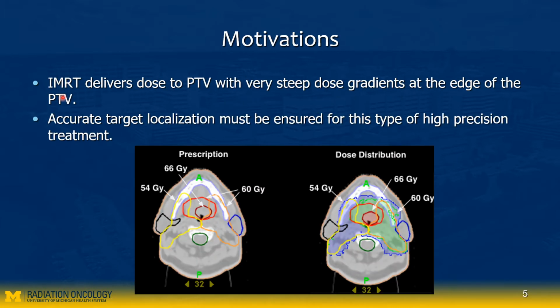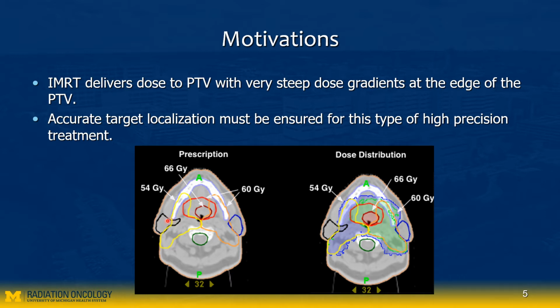One of the modern treatment delivery technologies is IMRT, right? Intensity modulated radiation therapy. The goal is we want to deliver target dose to the target with a very steep dose gradient. For example, we have a head and neck tumor, and maybe this is PTV high and PTV low. PTV high is getting 66 gray, PTV mid is getting 60 gray, and PTV low is getting 54 gray in this example.